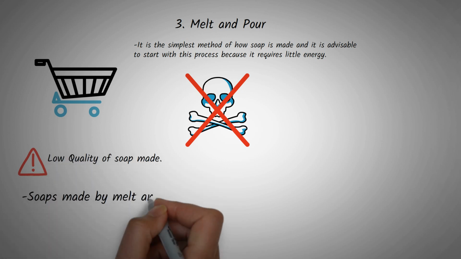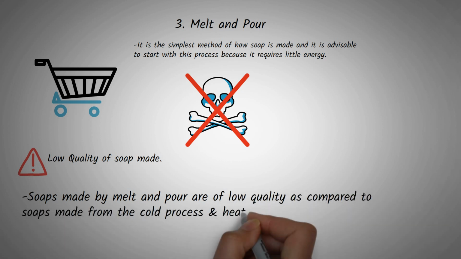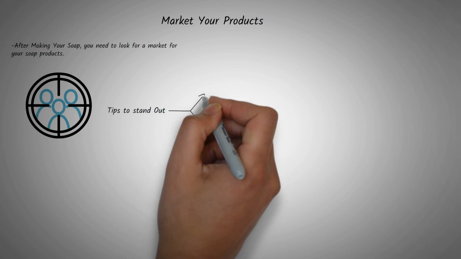Soaps made by melt and pour are of low quality as compared to those made from the cold process and heat process. After making your soap, you need to look for a market for your products. Looking for a market for soap products can be a hustle at first because there are many soap products already in the market. So you need to focus on things that will make you stand out in the crowded market. Here are a few tips to stand out.